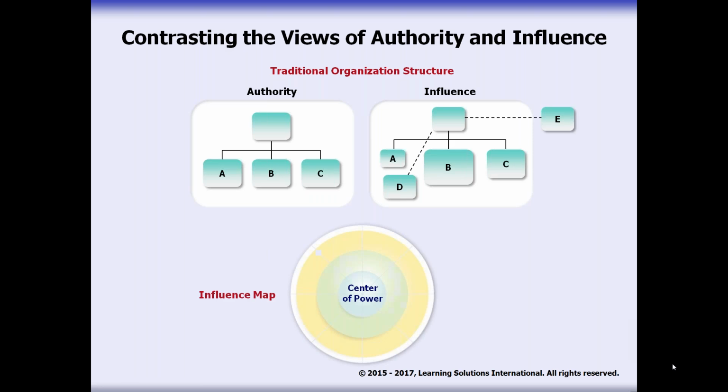So what we're going to do is we're going to create an influence map. And this influence map has 3 layers in terms of the power. There's a center of power, the blue area in the middle. That's the area of most influence. And then you have the green, coming out from that, the second sphere, if you will. And then you have the area of yellow, which really has the least influence. So 3 levels of influence, if you will, that we can show on an influence map.